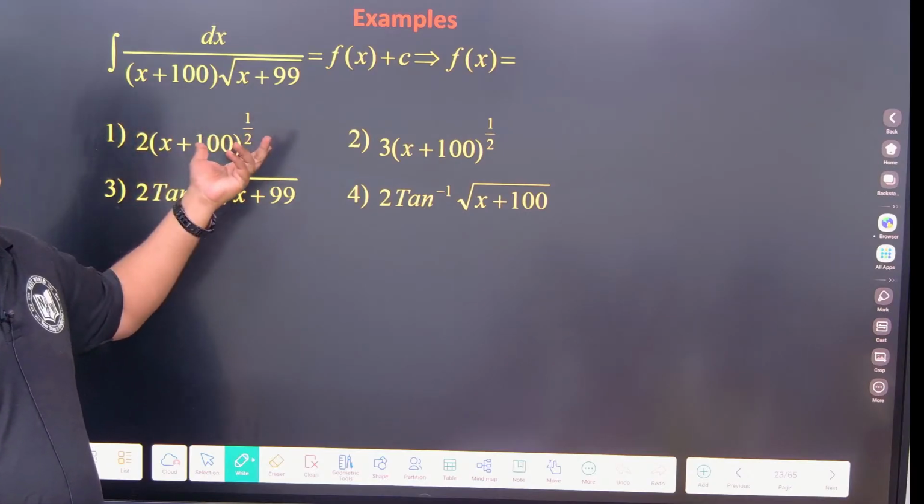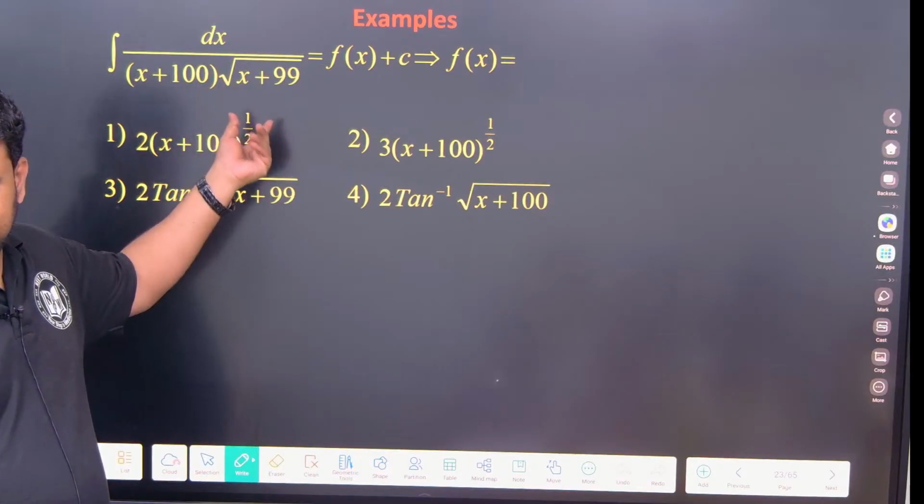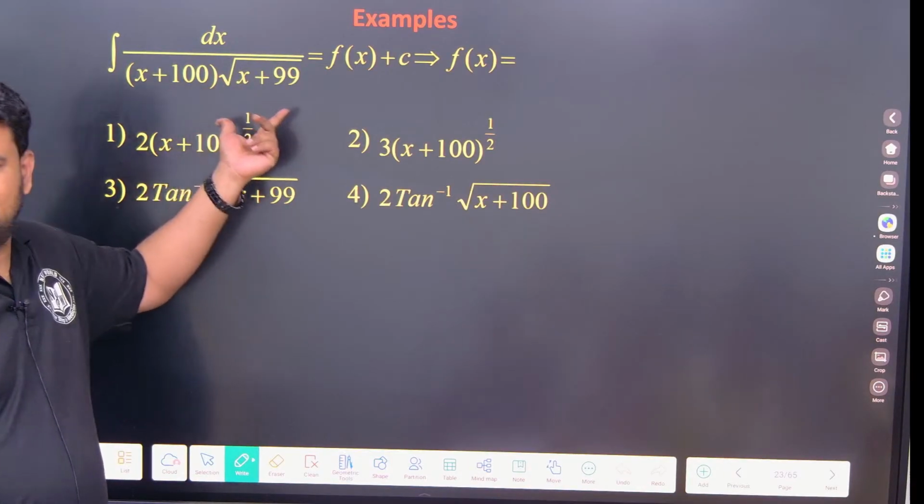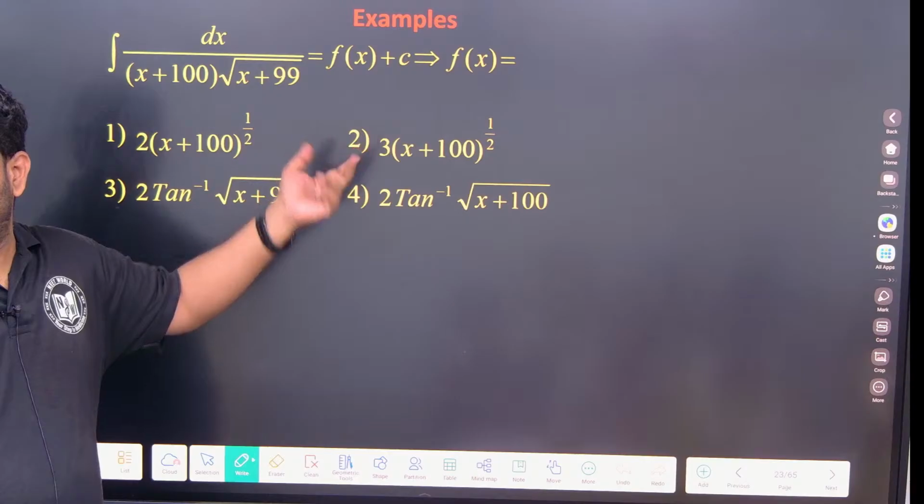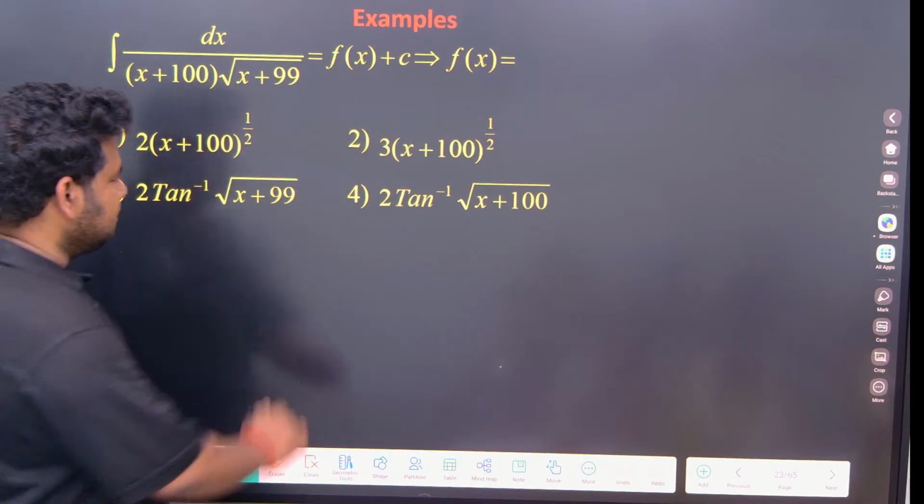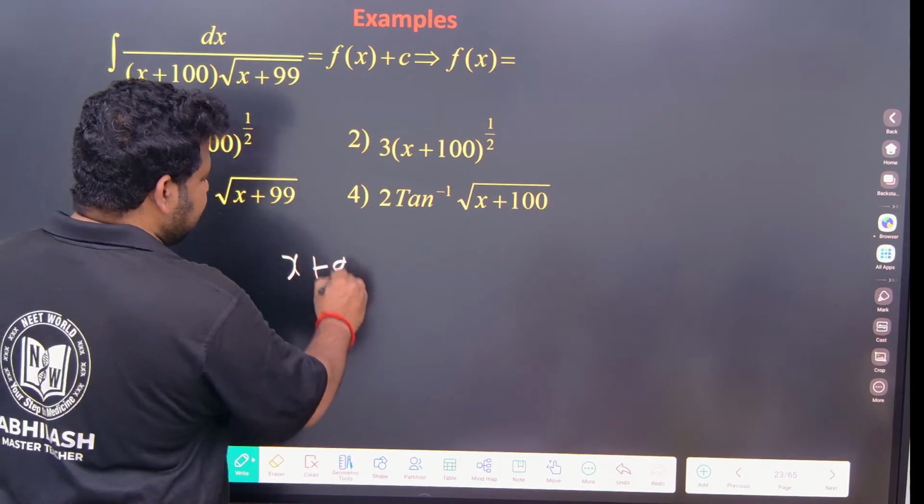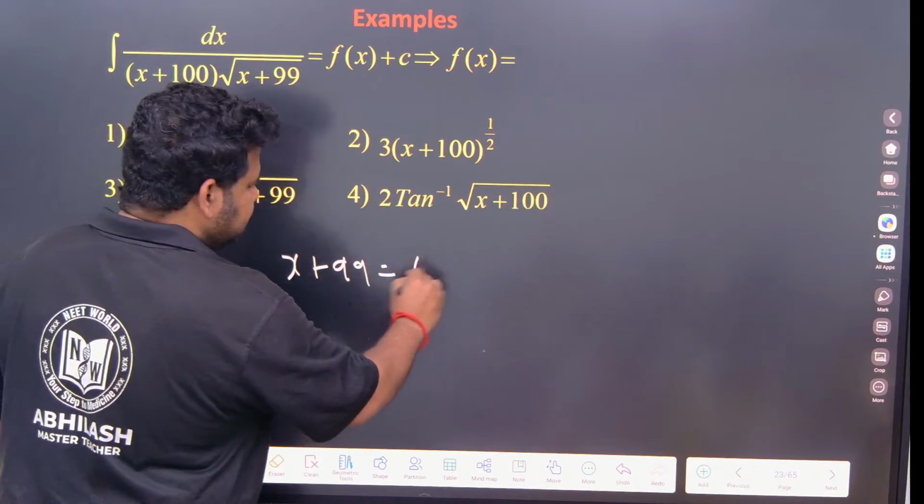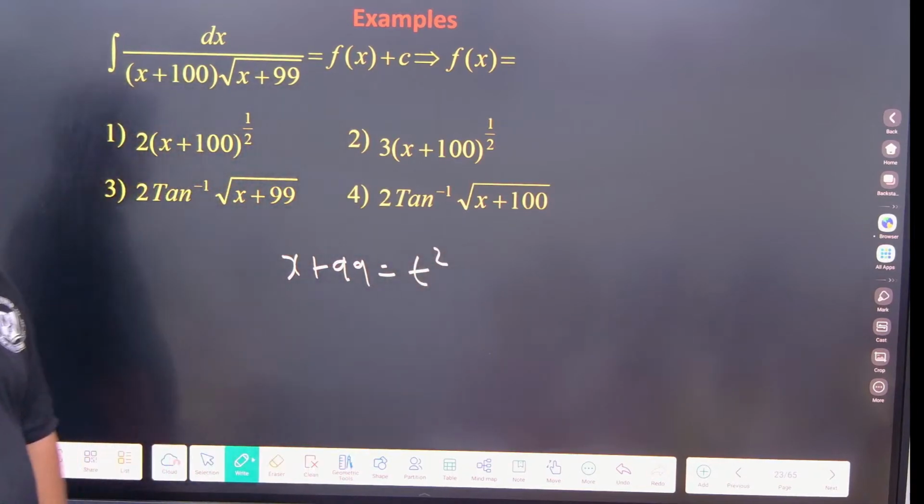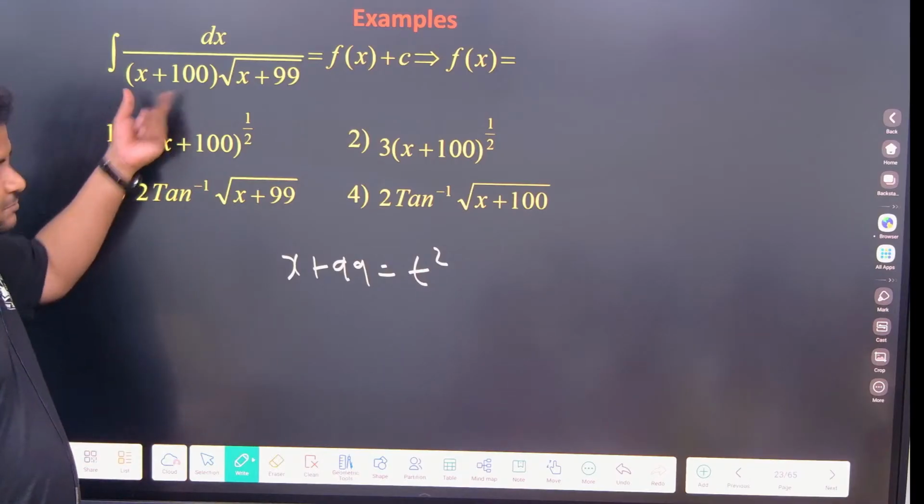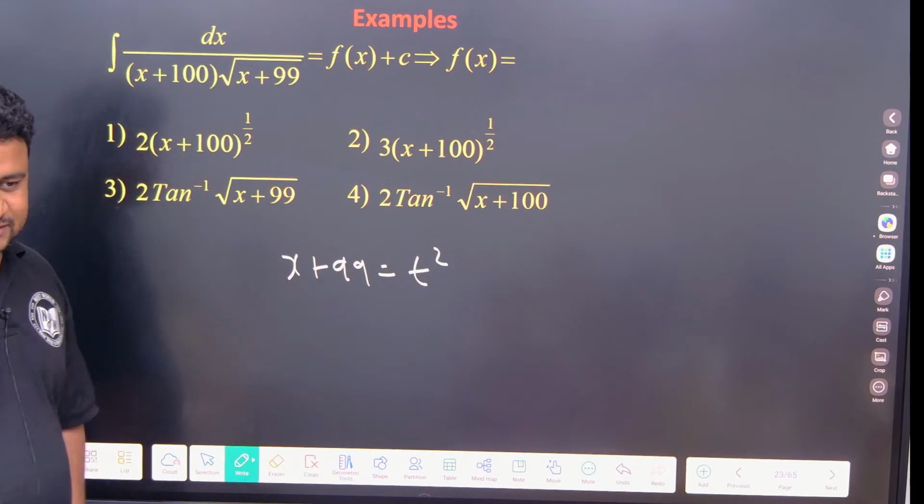Linear means what we should take? Whatever is within the square root, we will take it as t square. So x plus 99, we will take it as t square. This is one thing. Next, what we will do? Here we are having x plus 100. Here we are having x plus 99.